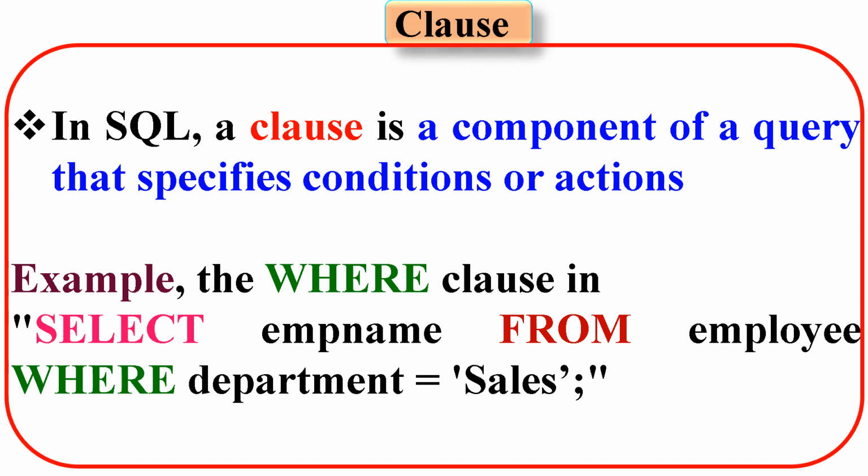Clause. In SQL, a clause is a component of a query that specifies conditions or actions. It is a distinct logical part of an SQL statement. Clauses begin with a keyword for which they are named and consist of arguments as well. For example, the where clause in select name from employee where department equals sales. Here, arguments complete or modify the meaning of the clause, which is department in the given example.